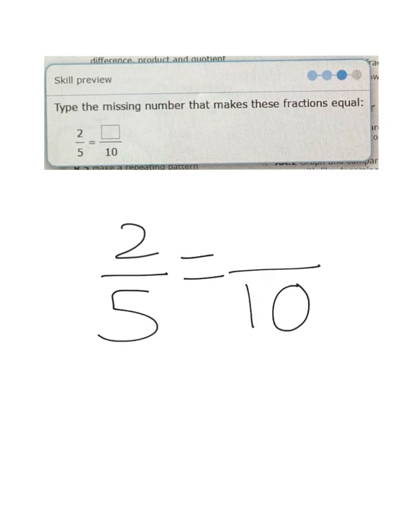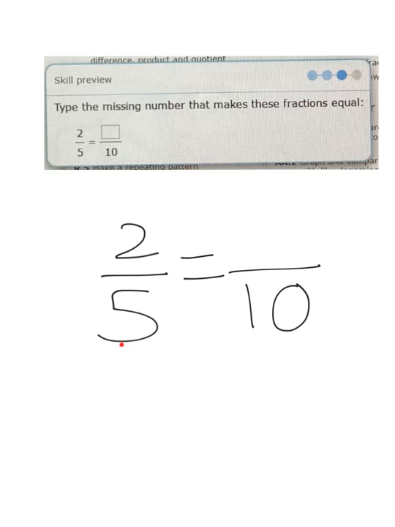For example, here we have, sorry, I should read it first. Type the missing number that makes these fractions equal. So I'm just going to write it out even bigger down here. 2/5 is equal to what over 10? So if we split a pizza into 5 pieces and I said I'll give you 2, what is that if I split the pizza into 10 pieces? So yes, you could draw this out. I could make a pizza, I could split it in 5, then split it in 10 and see how many 2 pieces is, but there is a faster way.